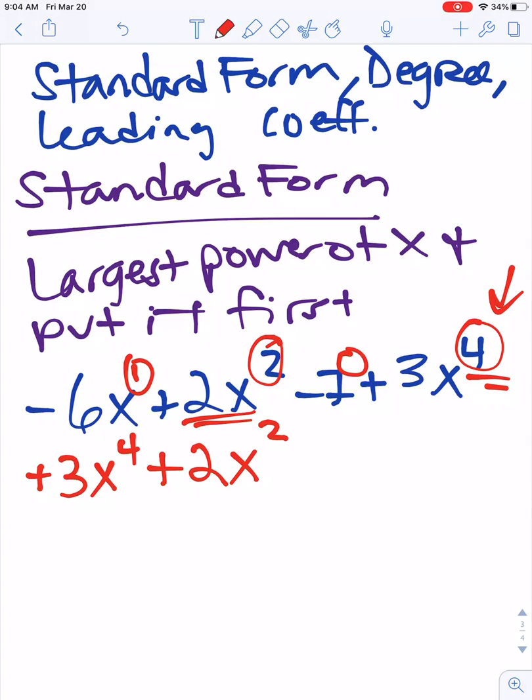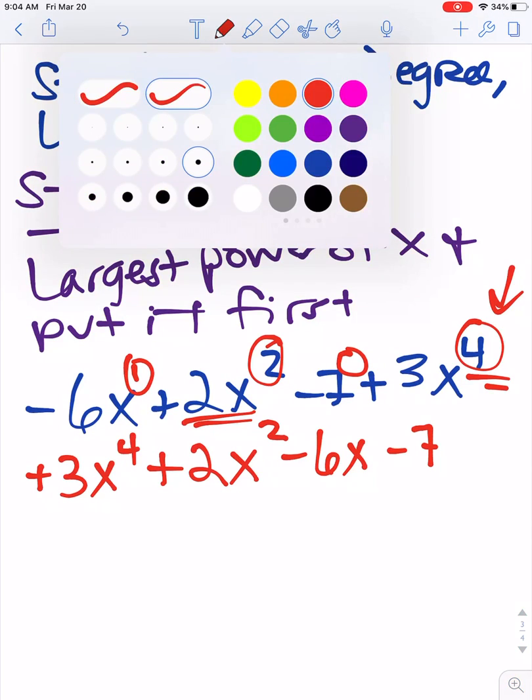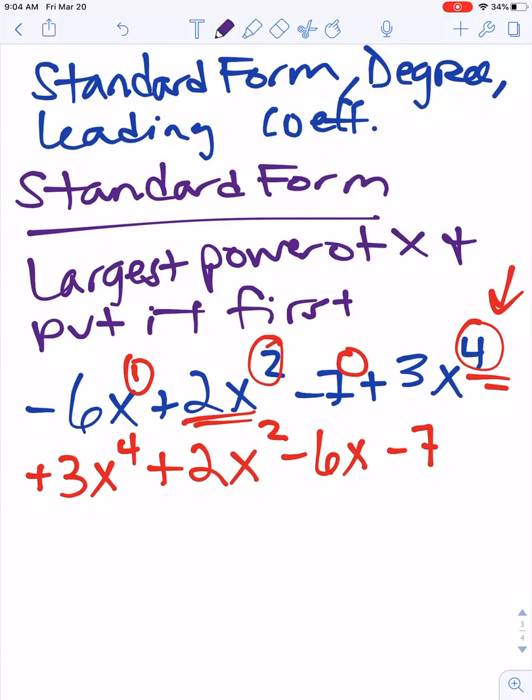Then I'm going to look for just my x. Well, I can see I have a minus 6x. And last but not least, that minus 7, that constant term, comes along for the ride. So now we have rewritten our polynomial in standard form. So again, standard form just means put that biggest power of x first, and then go in descending order. Let's go ahead and talk about degree next.